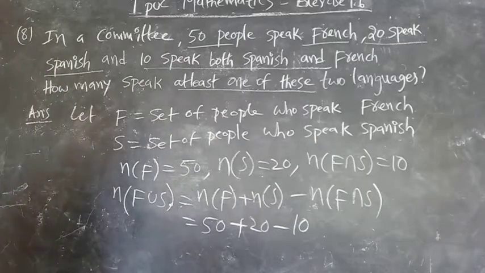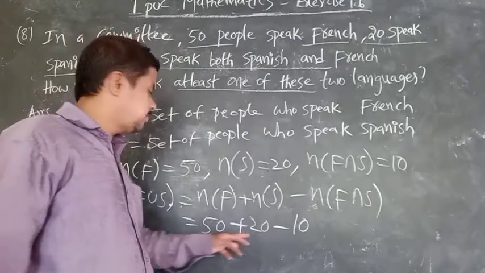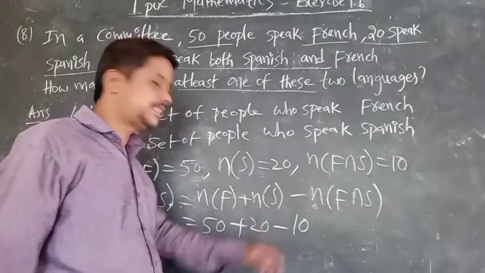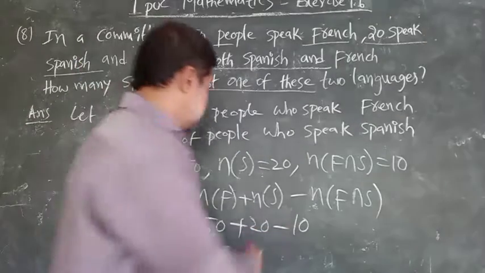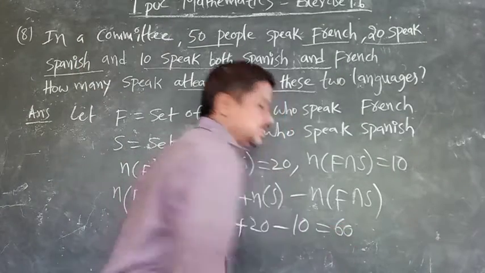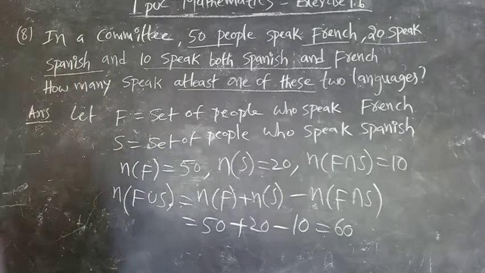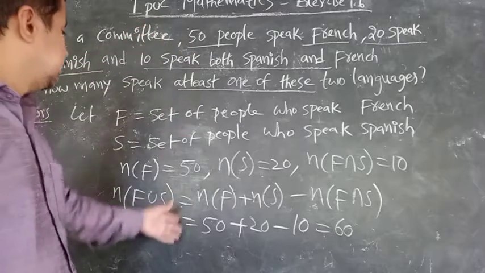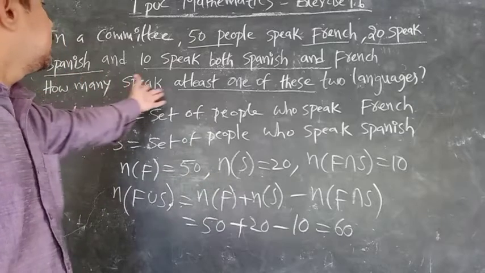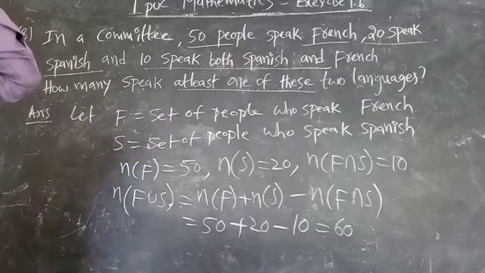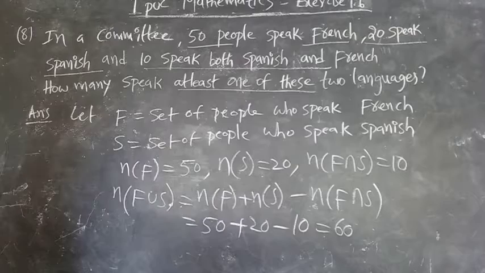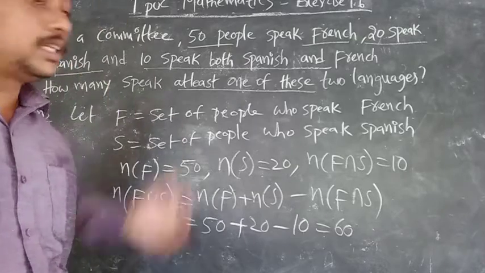Next, simplify it. 50 plus 20 is 70. 70 minus 10 is 60. So therefore 60 is the answer. So 60 people speak French or Spanish or both. Therefore 60 people speak at least one of these two languages, Spanish and French.